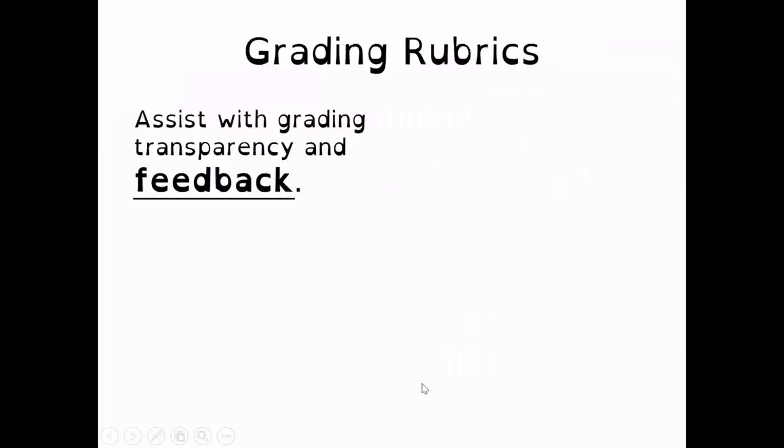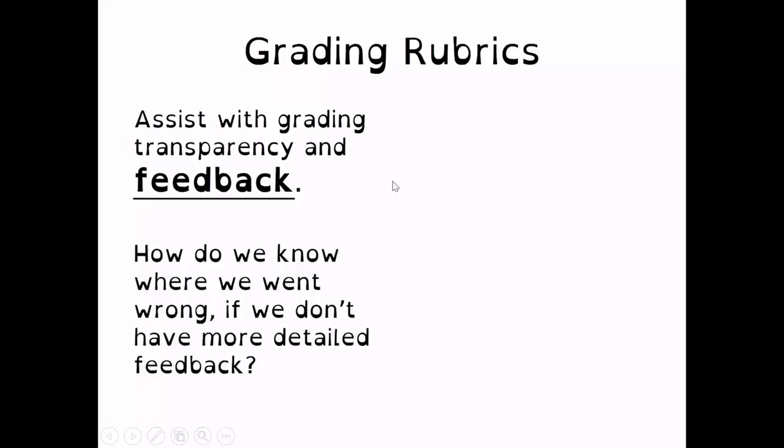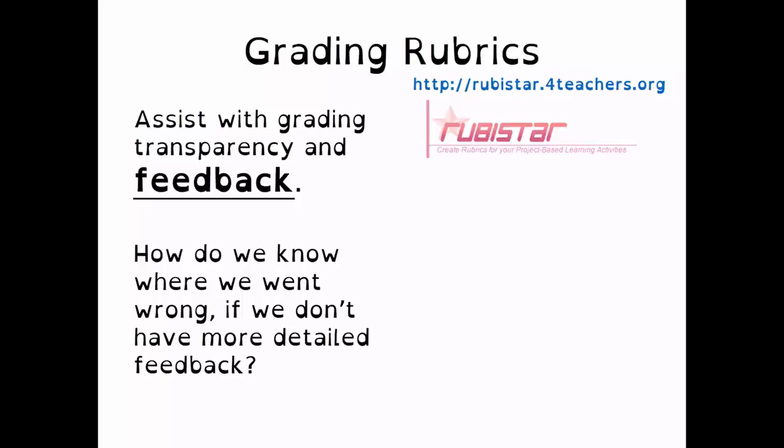Also, rubrics. When you are grading your assessment, it's really nice to have rubrics, because it gives more than just a grade, and it allows feedback and transparency. How do you know where you went wrong if you don't have feedback? There's a nice free software called RubiStar, at rubistar.4teachers.org.